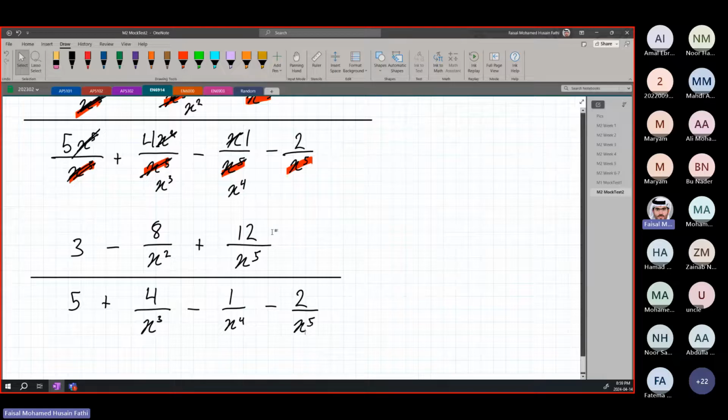So this is the idea. The idea why we divided by x power 5 is we did not want anything in the numerator that has an x. So in this case now you notice that everything that has x is in the denominator.